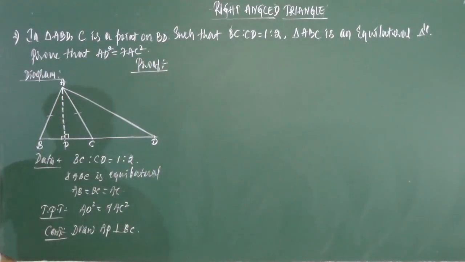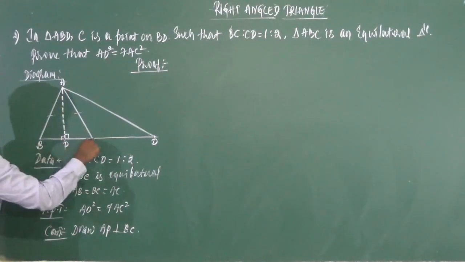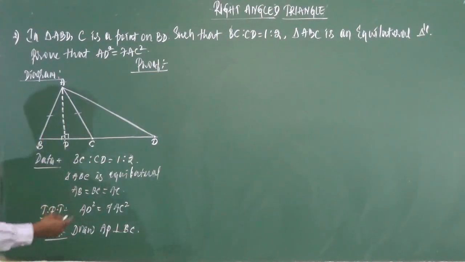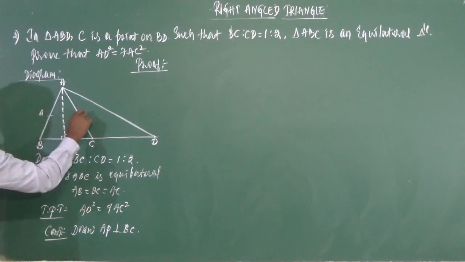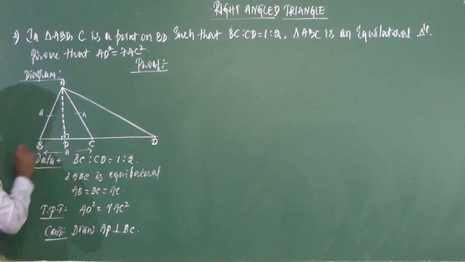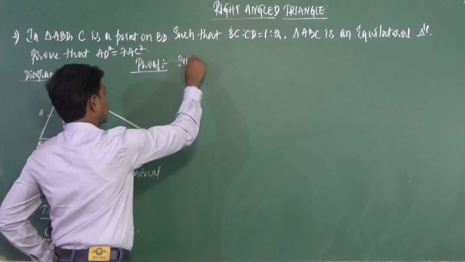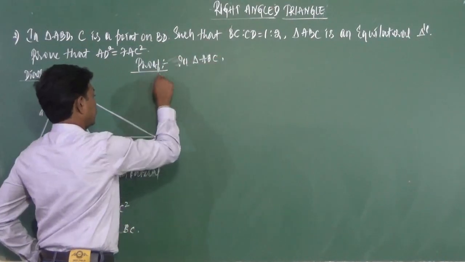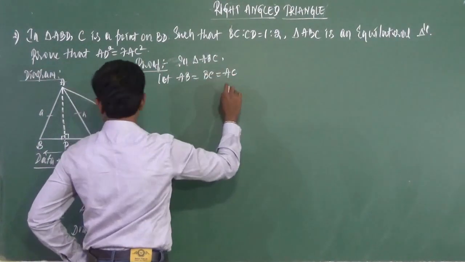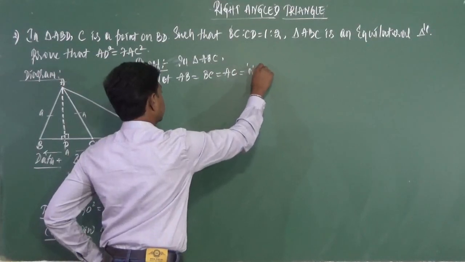Observe the problem. So in triangle ABC, AB is equal to AC is equal to BC because it's an equilateral triangle. So we will guess the sides. Let the sides be A units. Okay, in triangle ABC, let AB is equal to BC is equal to AC is equal to A units.